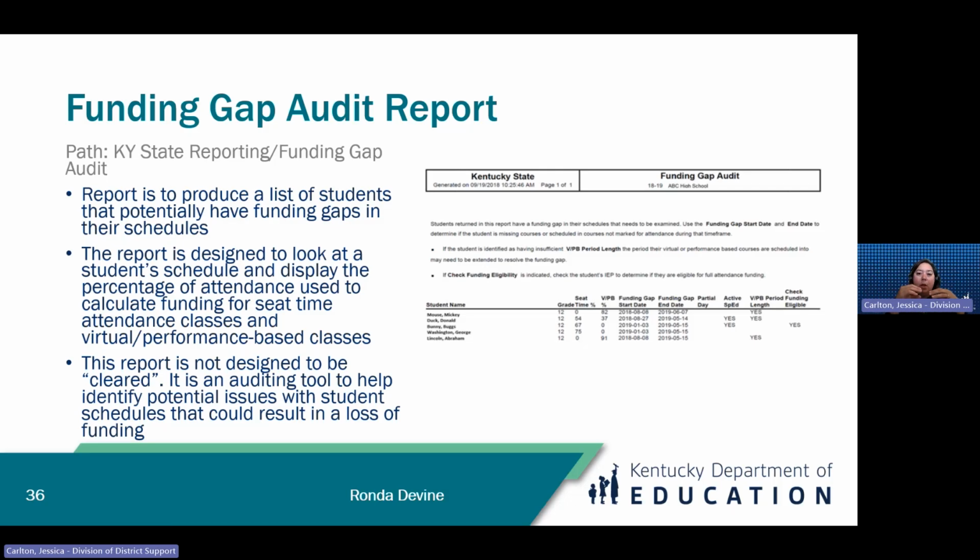It looks at how much each student has, calculates it, and gives you a percentage that they're in seat time and a percentage that they are in performance-based. When you add those two together, the magic number is 93%. That's due to the way the schedules work, with passing time and lunchtime being non-instructional time. 93% is probably the best that you'll get.